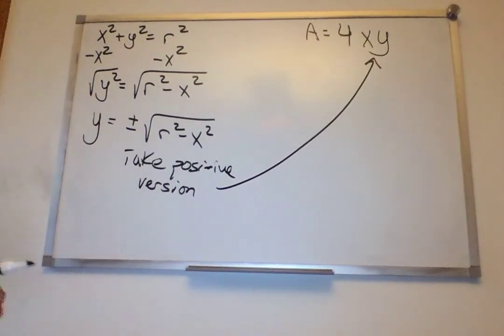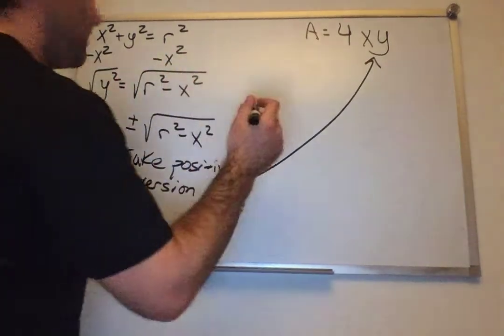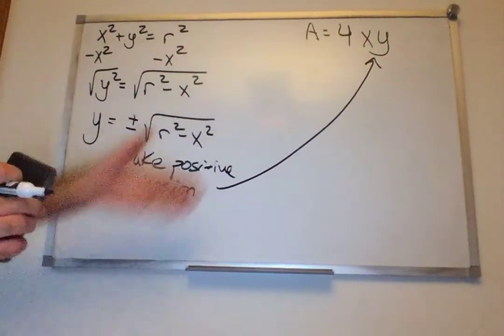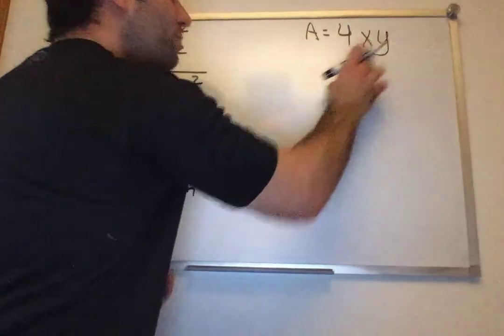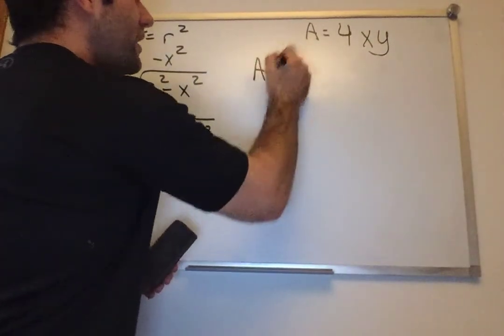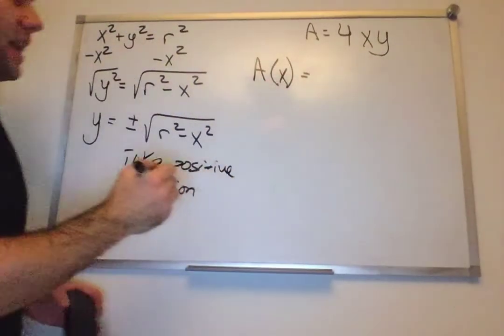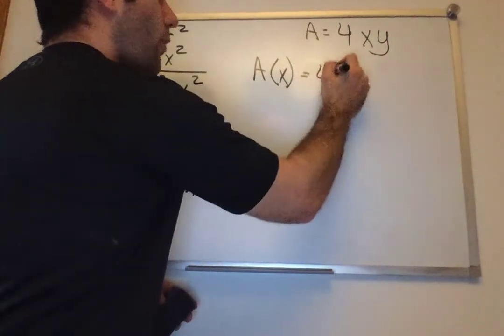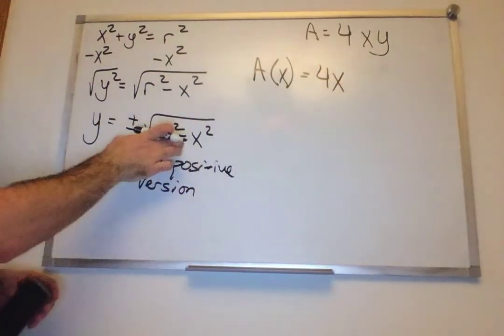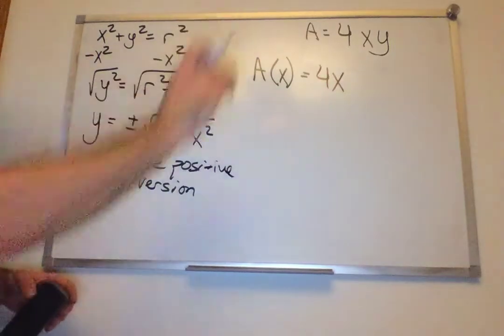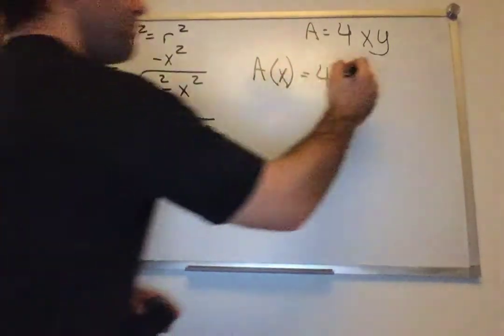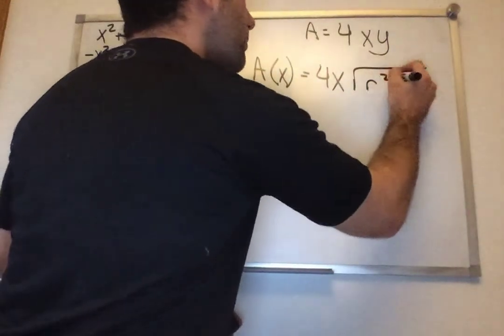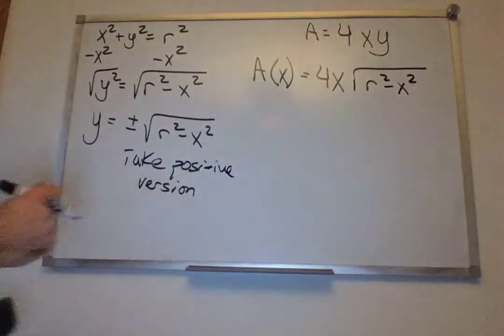Let's see, I'm going to erase my arrow. You go over there and plug it in. I need some room. So the area now is going to be a function of x. It's going to be 4x, taking just the positive version and plugging it in, you get the square root of r squared minus x squared.